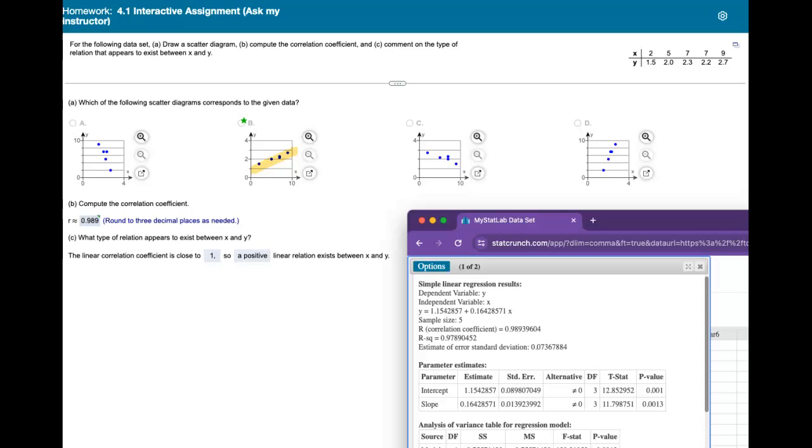And the correlation coefficient is 0.989. And the closer you get to 1, the more perfect the relationship's going to be. And as we know, if it was perfectly positively correlated, then the correlation coefficient would be 1. I hope this helps.